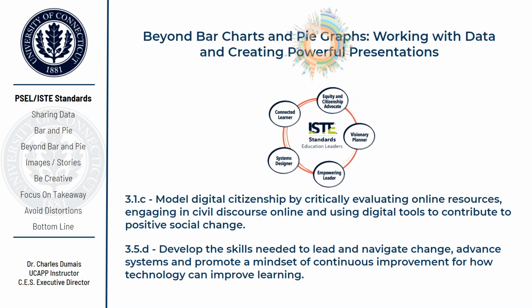As you can see on the left-hand side, now that we've covered standards, we're going to go into ways to share data, a couple examples of bar and pie graphs, some things that go beyond bar and pie graphs, a little bit about images and telling stories, a couple examples of some really creative ways to share data, a couple of examples of looking at what the takeaway should be as opposed to what the numbers are, and then a quick piece at the end about two really important pieces about avoiding distortions, ways that people use graphs and charts that aren't appropriate, and closing with the bottom line.